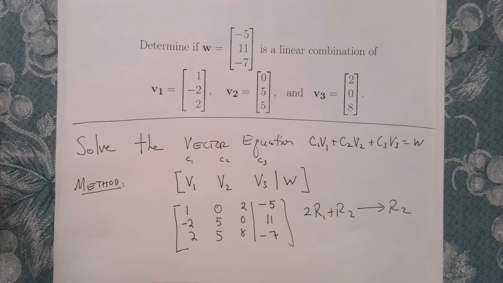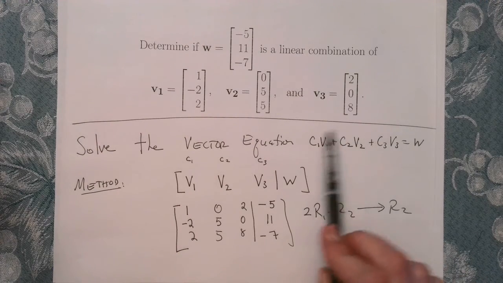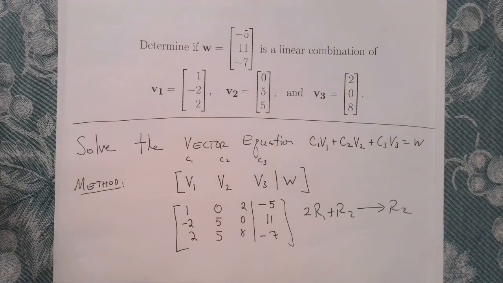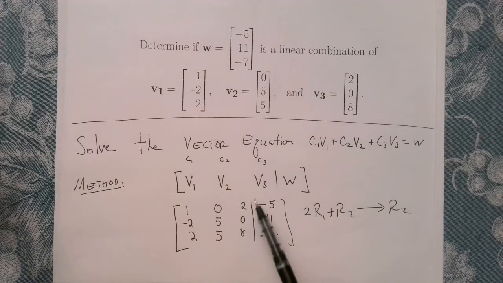So let's say I want to determine if the vector w is a linear combination of the vectors v1, v2, and v3. Well, by definition of linear combination, I really want to know, can I find solutions c1, c2, and c3 to this? Well, what's my method? I'm going to use an augmented matrix. The columns correspond to the vectors v1, v2, v3, and then after the bar goes w. So let's fill that in. Our first column is vector v1, then v2, v3, bar, and then column vector w. Okay, let's go ahead and start to row reduce that.